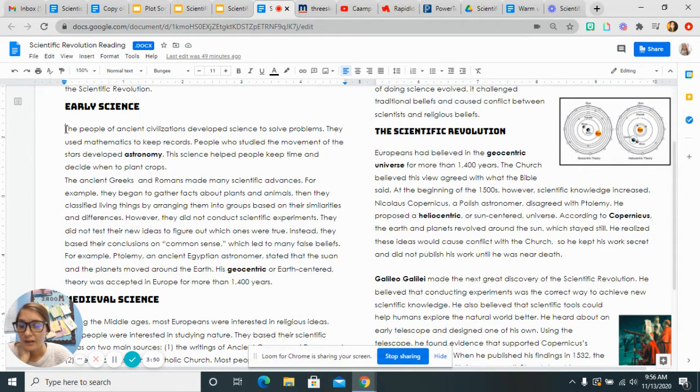Early science. The people of ancient civilizations developed science to solve problems. They used mathematics to keep records. People who studied the movement of stars developed astronomy. The science helped people keep time and decide when to plant crops. I know that that's one of my terms, so I'm going to pull the movement of the stars as the definition of astronomy, the study of the movement of stars.